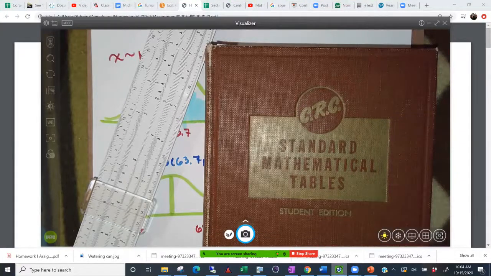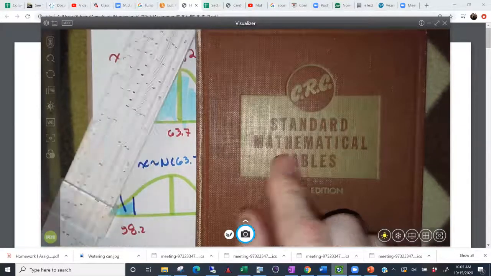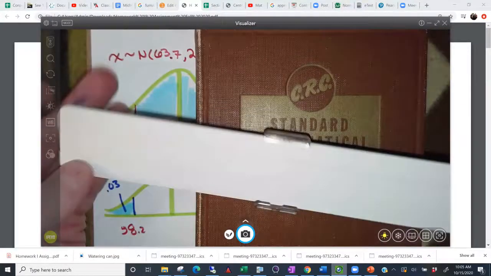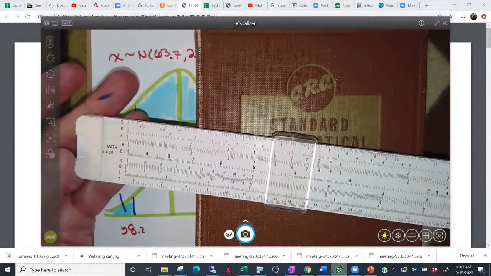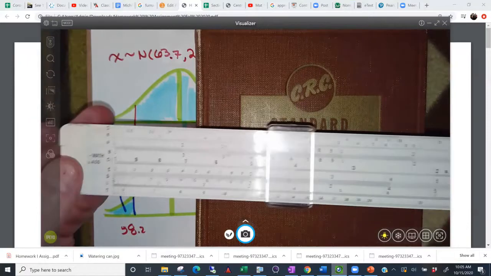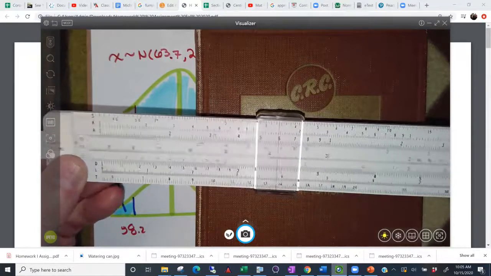It wasn't too long ago, back in history, that we didn't have fancy graphing calculators, Google Sheets, and all this other stuff. You used to have to look things up and then use this thing. Does anyone even know what this is? This is a calculating device that people used for, I don't know, 100 years. It's called a slide rule.